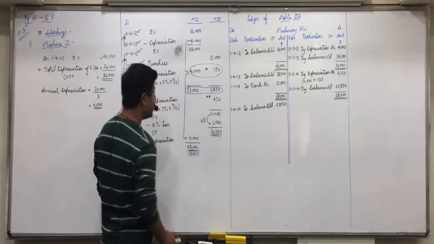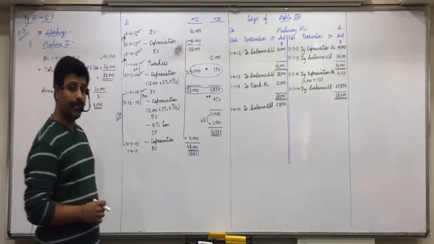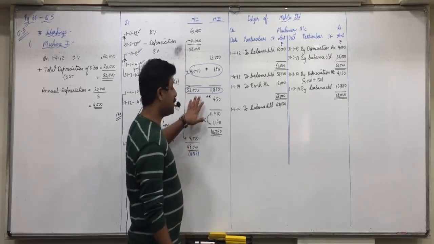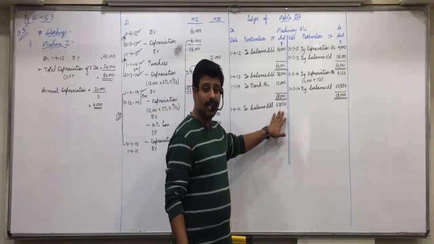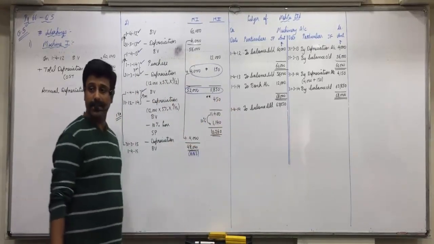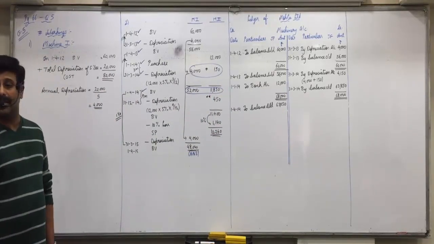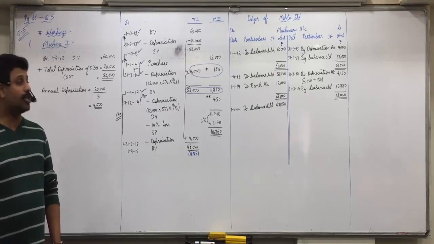52,000 plus 11,850. What do you get? 63,850. Does it match with the balance or not? So up till here everything is correct. Is everyone clear with this? Now further if we proceed with the workings, then Khushi.